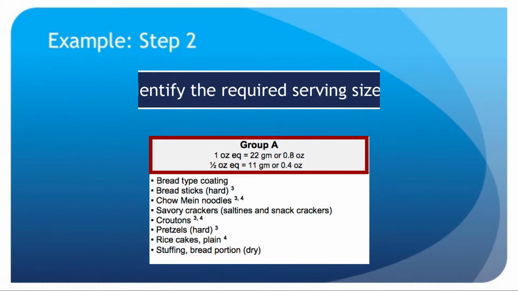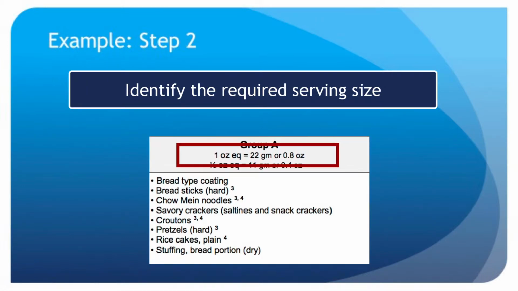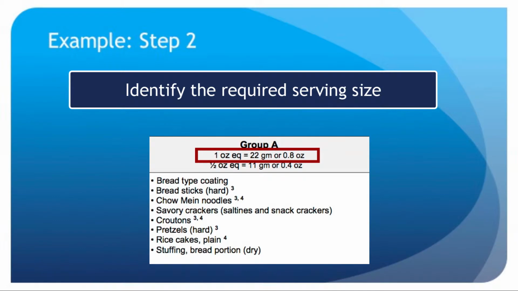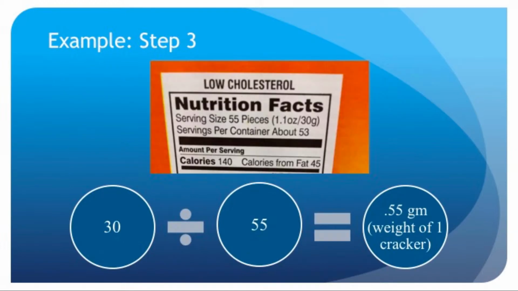Step 2, identify the required serving size. In Group A, the minimum required serving size is 22 grams, or 0.8 ounces, for 6 to 12-year-olds. 1 to 5-year-olds need 1/2 serving, which is 11 grams, or 0.4 ounces, for both 1 to 2-year-olds and 3 to 5-year-olds. Step 3, the nutrition facts label states that 55 pieces weigh 30 grams, or 1.1 ounces.